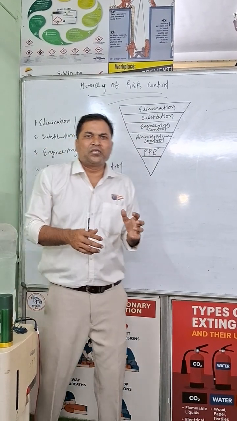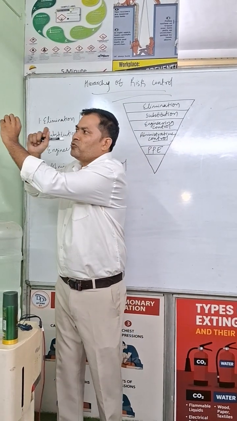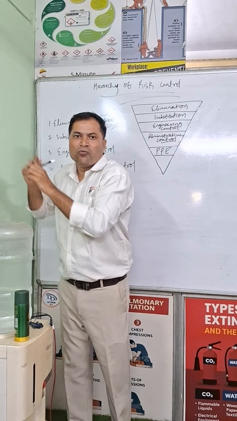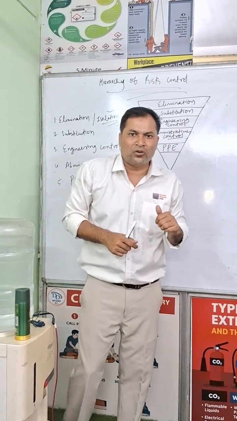Substitution. For substitution, you can go with a hammer or other tools which you need to make a hole in the wall. So that kind of method you need to apply for the hierarchy of risk control.